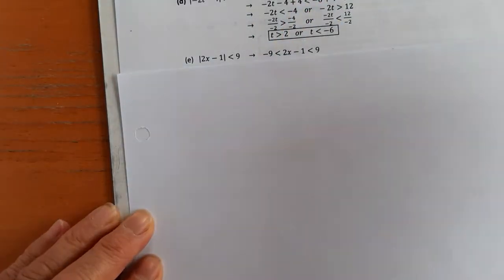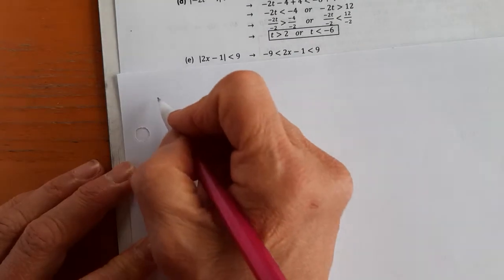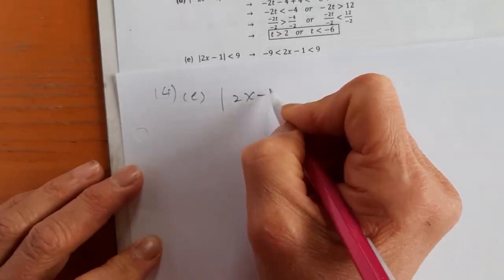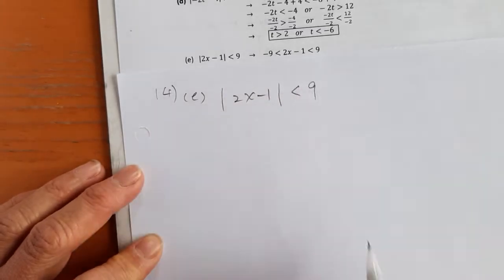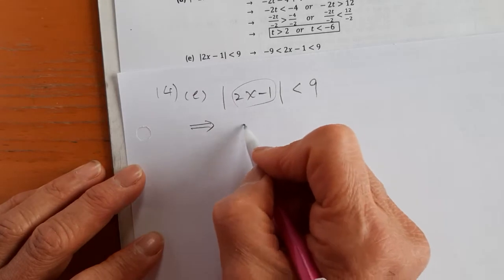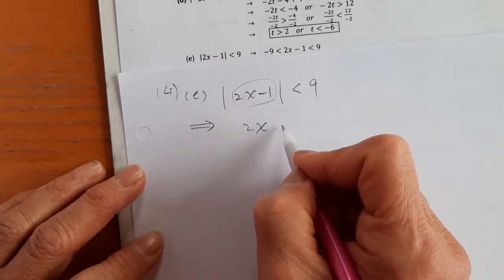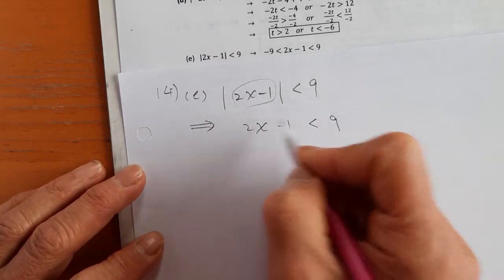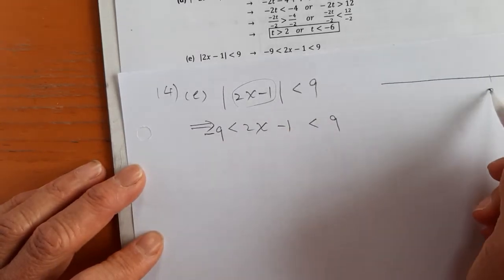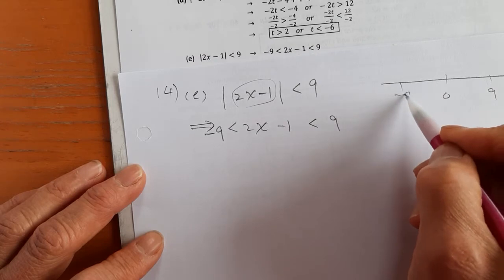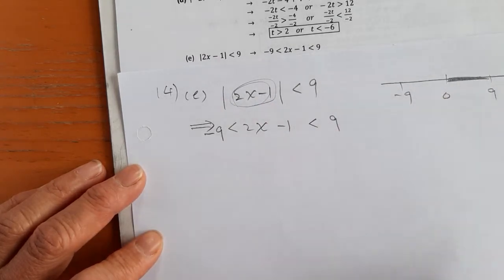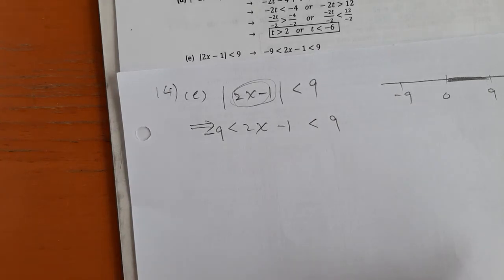Next one is question 14e. Is absolute value 2x minus 1 less than 9? Absolute value. So you have to be this part, 2x minus 1 less than 9 and greater than negative 9. Because the number, this part has to be less than 9. Take absolute value, it's less than 9.